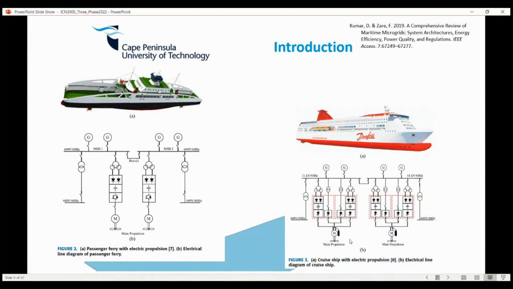Yeah, so this I got from a paper published by Kumar and Zar et al. And it just talks about a review of maritime microgrids. Essentially, it's a nice, good paper. I'm still thinking if I'm going to have it as part of your second assignment for the IEEE 45 standard. But depending on which vessel you are on, you have to be cognizant that it will have a different electrical system architecture, right?